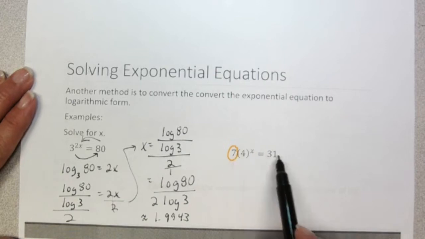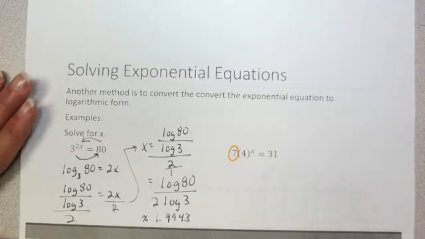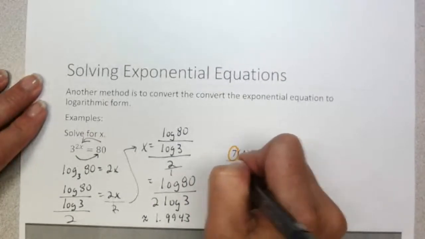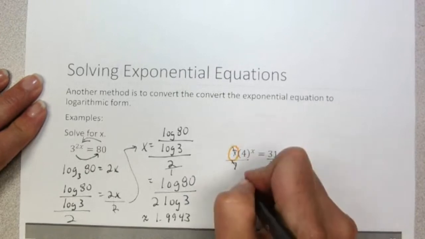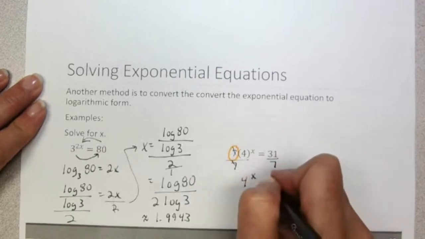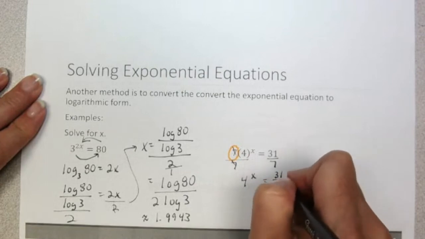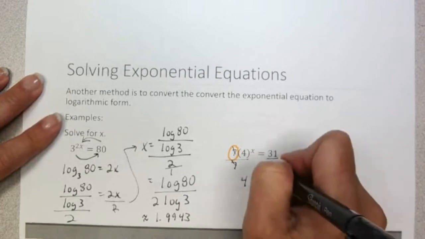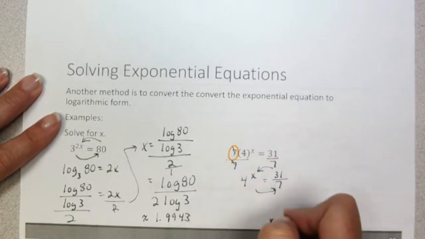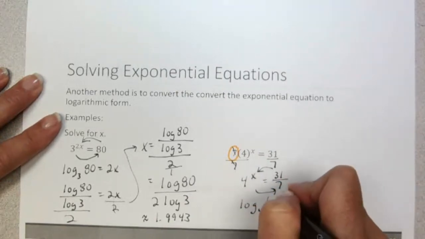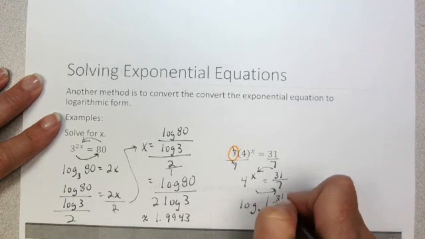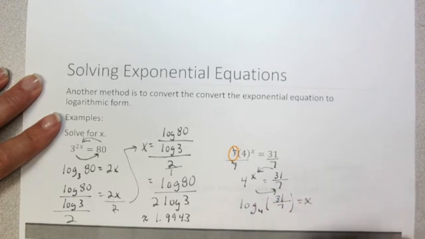I can't bring it up to the exponent because this is not a logarithm. This is an exponential expression. But what I can do is divide both sides by 7 to get rid of it on that left-hand side. Then I have 4 to the x power equals 31 over 7. I can convert that to log form and continue solving. So log base 4 of 31 divided by 7 is equal to x. All right, there's an exact answer.